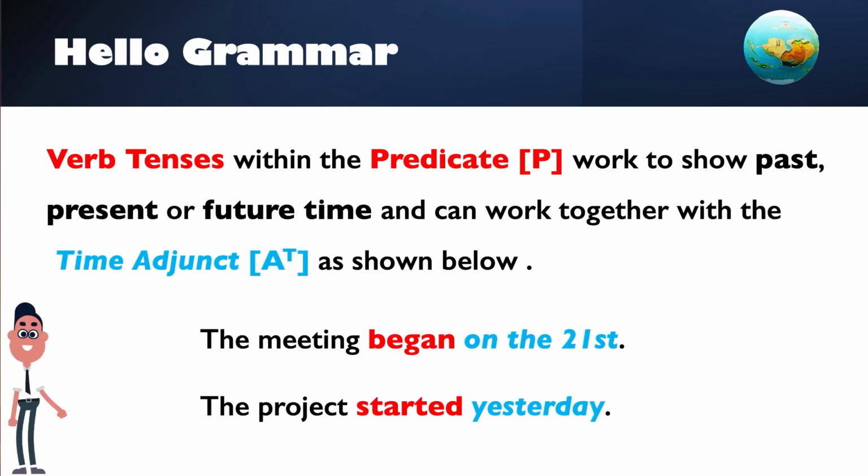Verb tenses with the predicate work to show past, present, or future time and can work together with the time adjunct as shown below. The meeting began on the 21st. So began is in past tense. The project started yesterday. Started is in past tense. Yesterday helps give it more specific information.